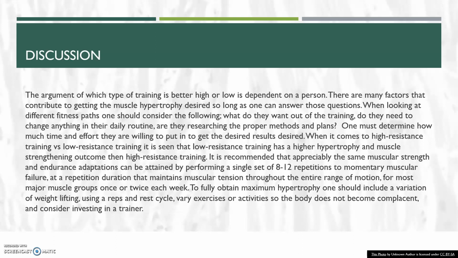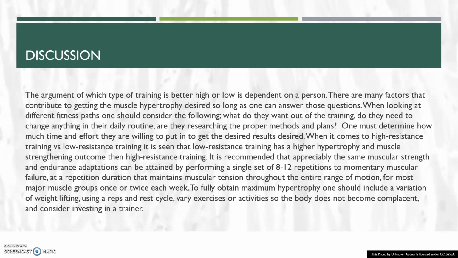It's recommended that the muscular strength and endurance adaptations can be attained by performing a single set of 8 to 12 repetitions to momentary muscle failure at the repetition duration that maintains muscular tension throughout the entire range of motion for the most major muscle groups 1 to 2 times a week. We don't want to fatigue our muscles. It's recommended to let each muscle group have time to rest at least 48 hours.